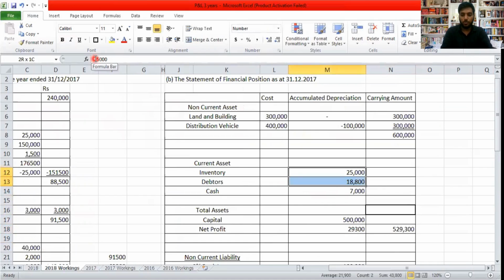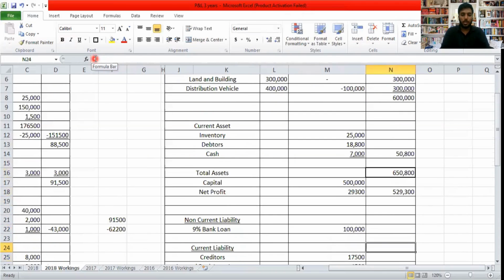So I'm going to finalize current asset first of all. 25,000, 18,800 and 7,000 give me a balance of 50,800. I'm going to take this total 600 plus 50,800, which will give me 650,800. I'm done with my total current assets. So my total current assets should be equal to the total equity and liabilities. Then only my sum is correct.